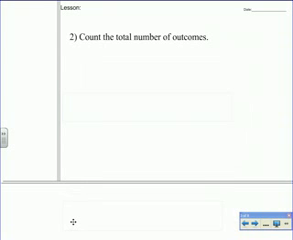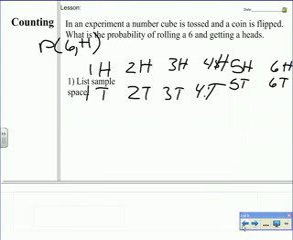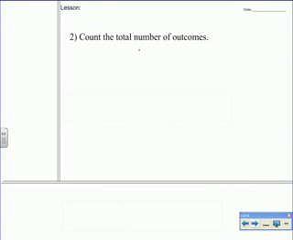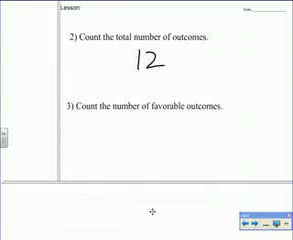What were the total number of outcomes there on that page? How many outcomes did I have? 12. So I have 12 outcomes. Would that be the top or bottom number? Bottom. The bottom number is always the total. So really we should list this as that, right?